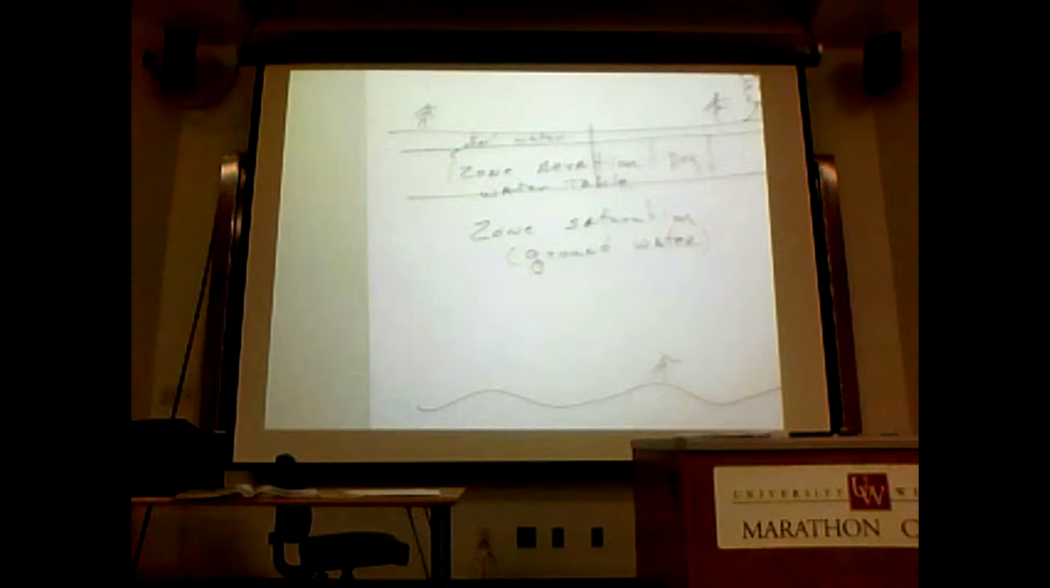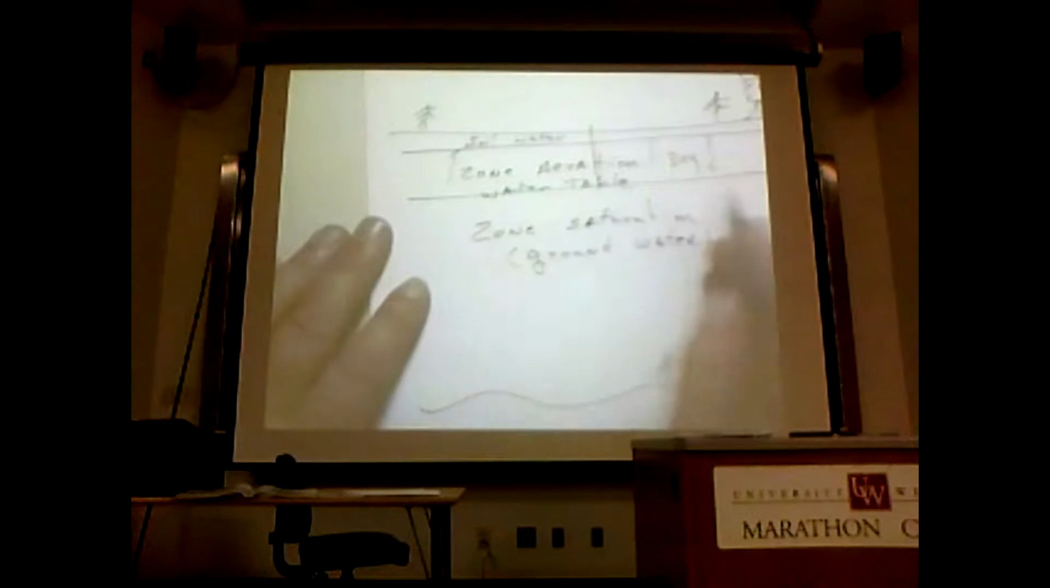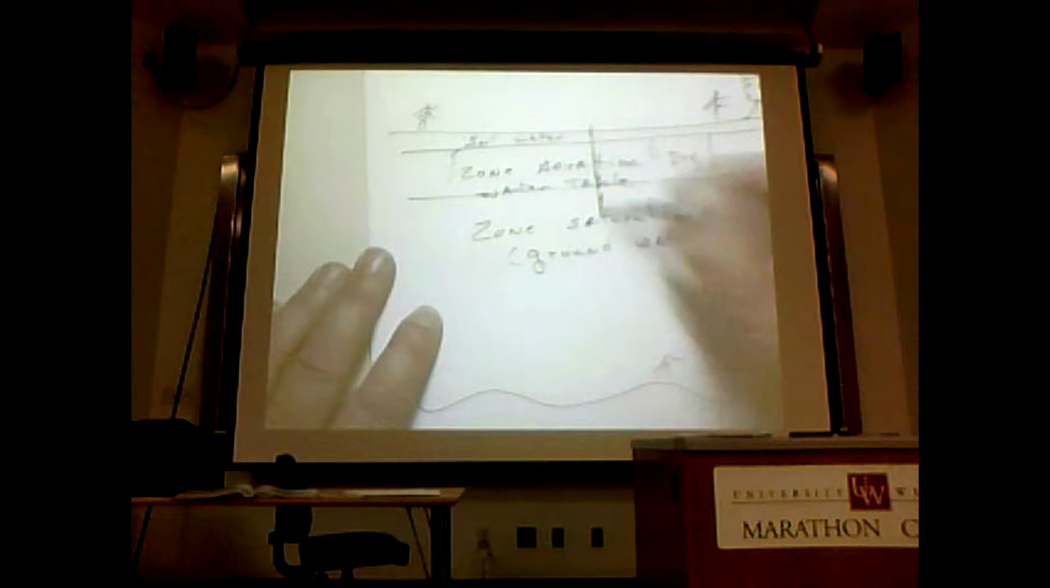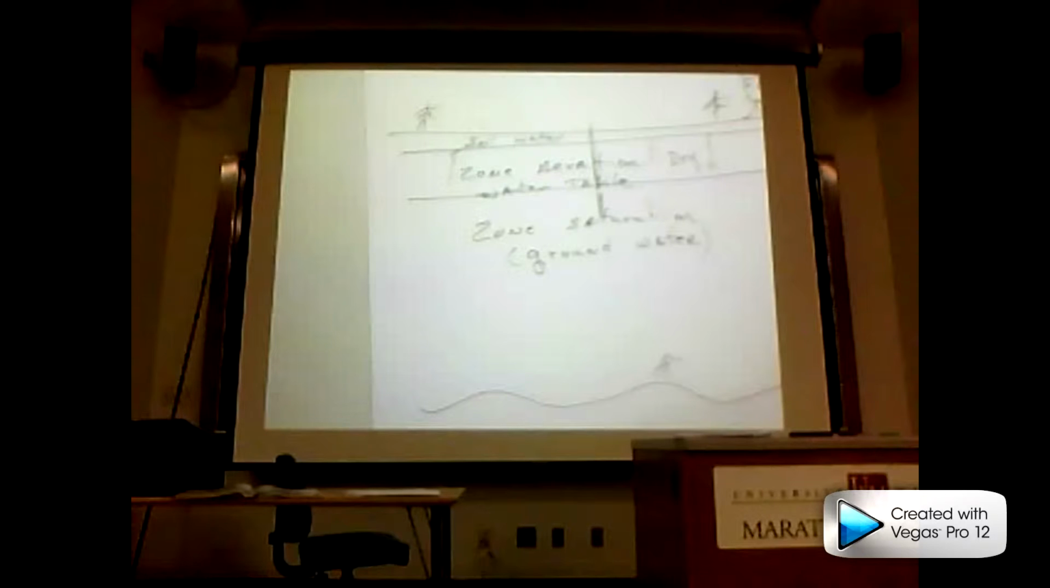Configuration. It's not a flat surface. So the water table then is the top of the zone of saturation. All wells must go well below the water table to ensure a constant supply of water.